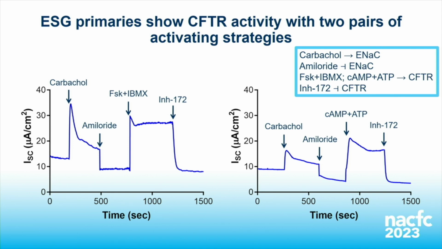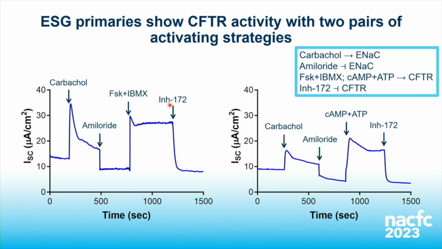Here I want to show that our ESG primary cells derived from individuals without CF demonstrate functional ENaC and CFTR activity. So if you bring your attention to the tracing on the left, you can see that we're looking at current on the y-axis measured in microamps per centimeter squared over time on the x-axis. Carbachol addition, which you won't use for H&Es, activates the ENaC, which is then inhibited by amiloride. Then forskolin and IBMX activate CFTR, which is then inactivated by INH172.